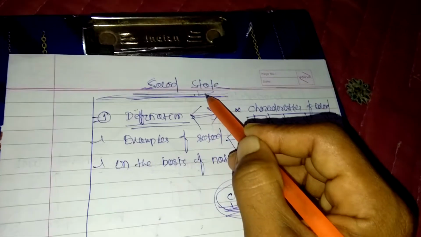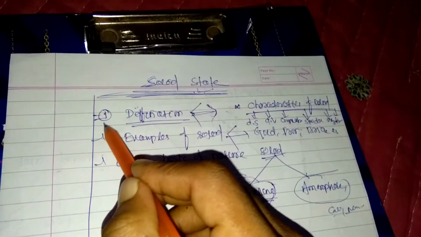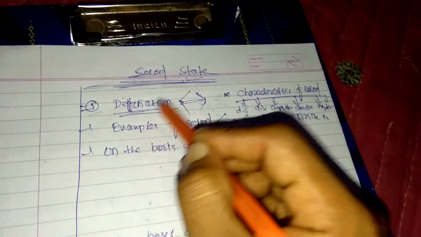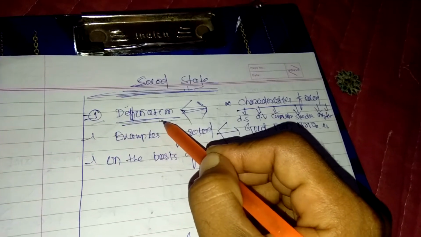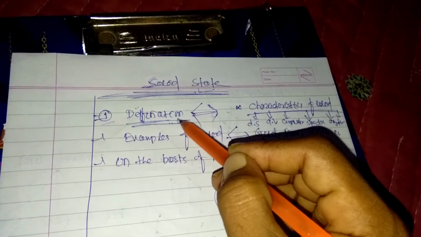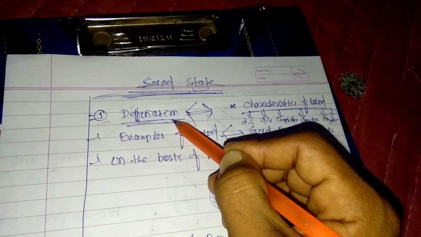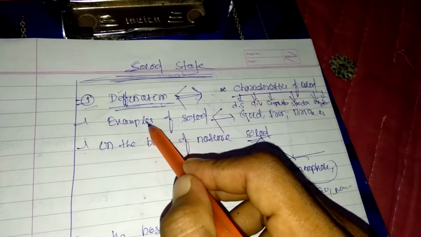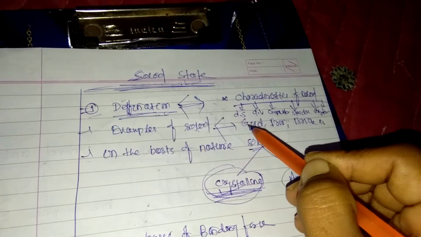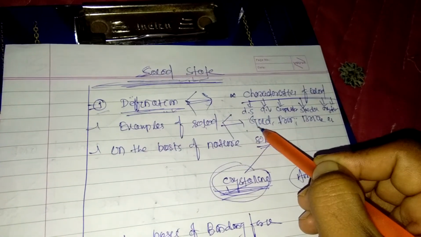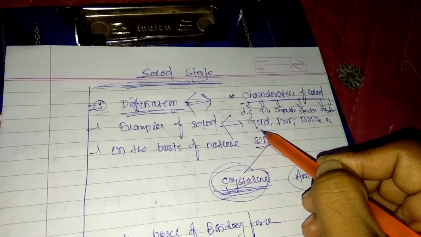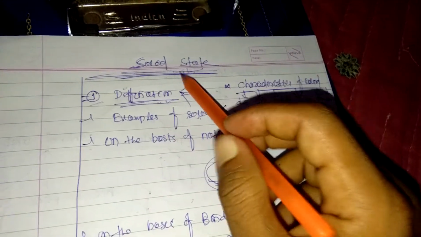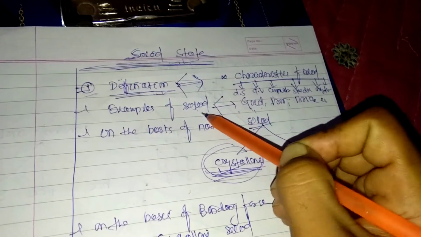So solid state. The first point is the definition. All of us know the definition of solids. A solid possesses definite shape, definite volume, and it occupies some space. Yes or no? It is known as a solid. The example of a solid means what? Gold, iron, brick, etc. So many things are there, which are examples of the solid state.